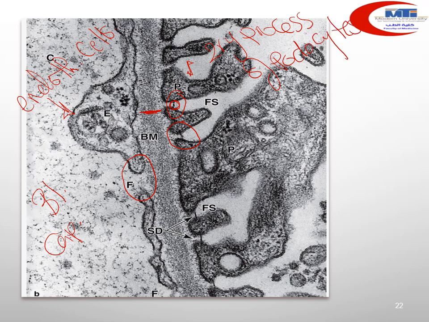As you can see here, you have an electron-lucent layer, and in between you have an electron-dense area. These are the three layers of the basement membrane or basal lamina. Here you have two electron-lucent layers and one electron-dense layer.